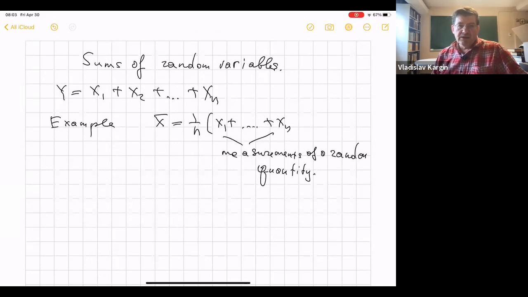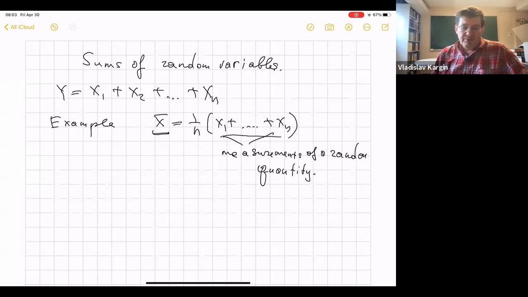In statistics, it's a way to estimate the expectation of this random quantity. If you have many measurements, then you can believe that the average of them is a good approximation of the expected value of this quantity. And to calculate the distribution of this x bar, to say something about quantiles of this distribution, you'll need to know how to calculate the distribution of a sum.